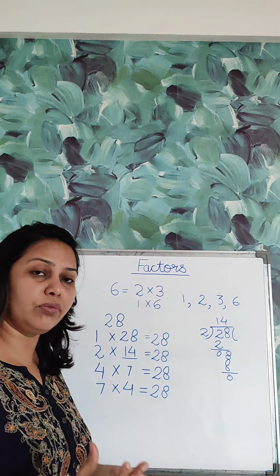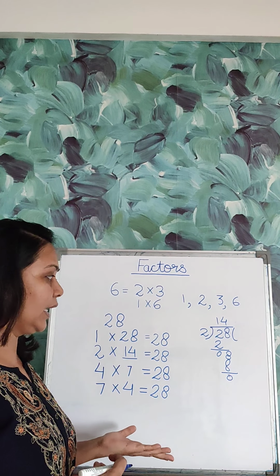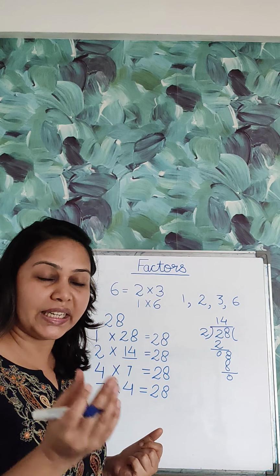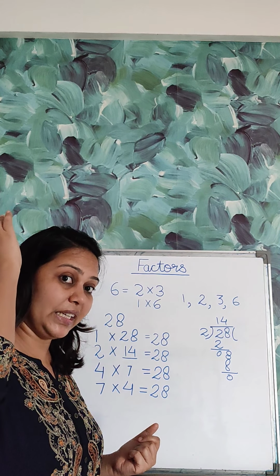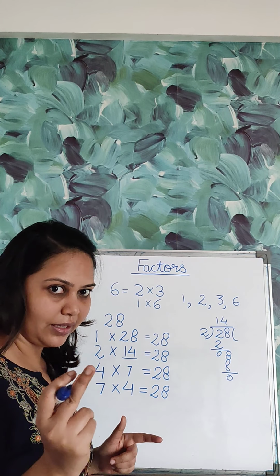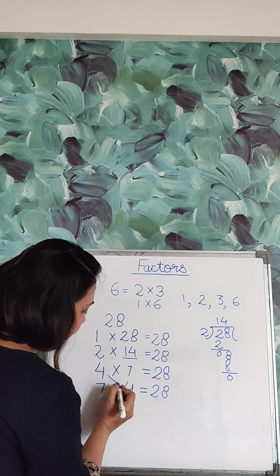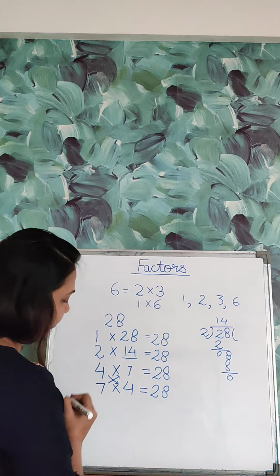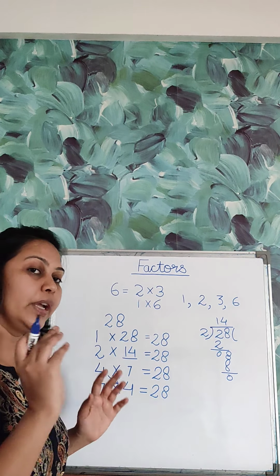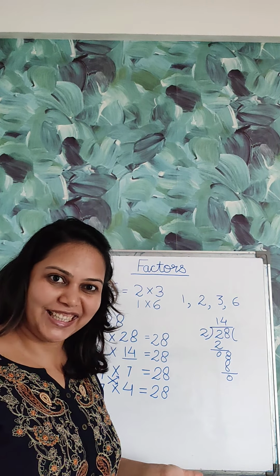So how long will we keep on checking like this with the tables? We all know the factors of 28 can be all the numbers which are less than 28. So will we be checking till all the tables of 28? It is going to be very difficult, right? So again we have an idea. Let us check here. The pair has started repeating, right? You can see 4 is repeated here and 7 is repeated here. So here we will stop. And we have got all our factors of 28.